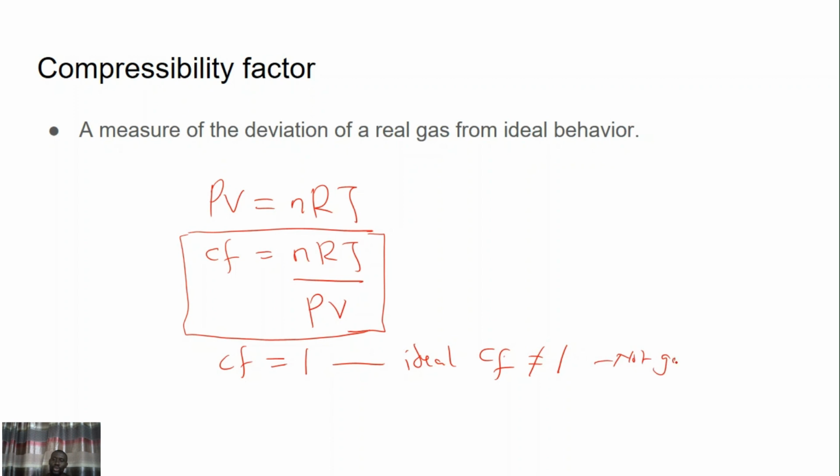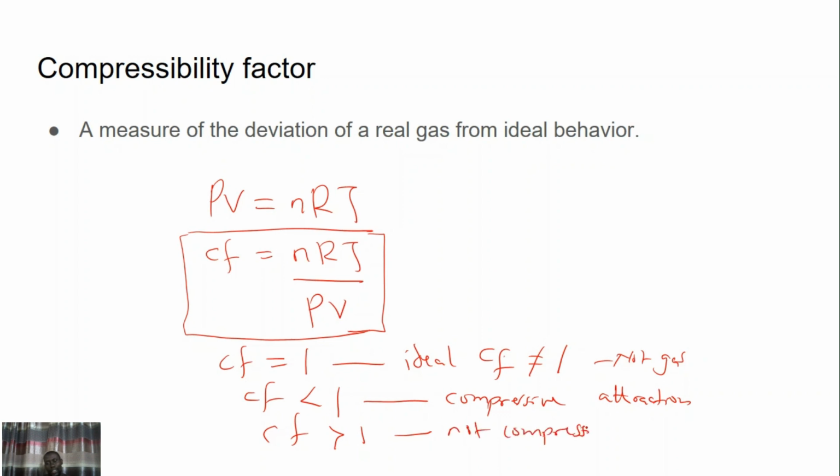Now, if the compressibility factor is less than 1, it means this gas is compressible, and at this point the force of attraction between molecules predominates. And if the compressibility factor is greater than 1, it means this gas is not compressible, and that is due to the fact that the repulsive force between molecules predominates at this particular point in time.